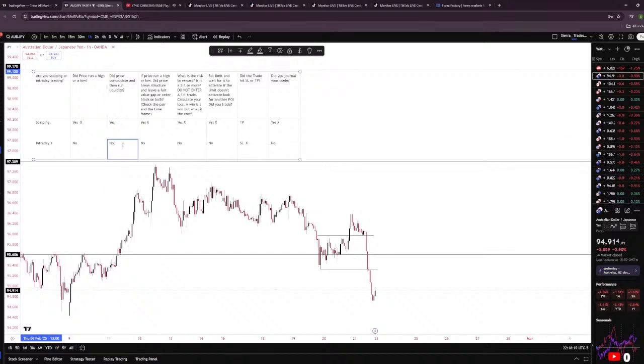And since price did not consolidate and run liquidity, there is no purpose in going through the rest of these, because we need consolidation and a liquidity run before price can break structure and give us a gap. So yeah, this is definitely going to be helpful.